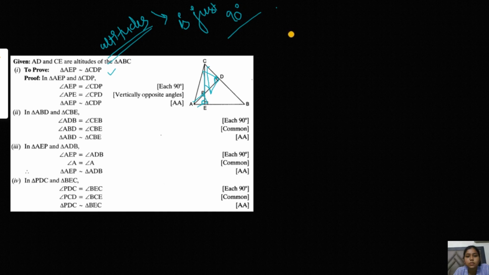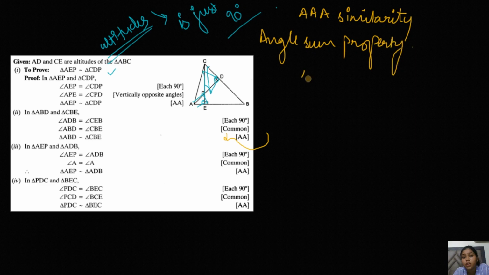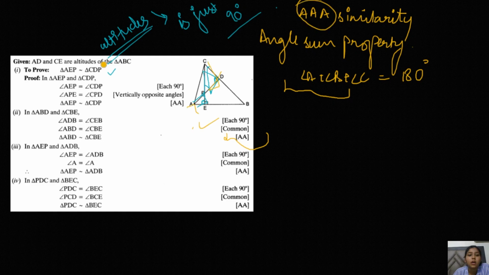Okay, so basically you have seen that AAA was the similarity, but here in this particular solution only AA was mentioned. Okay, so this was understood. In class 9th we have studied the angle sum property. So according to the angle sum property, the sum of all the angles of a triangle is equal to 180. So if two of the angles of the two triangles are equal, then automatically the third will be equal, that is why AAA can be written as AA similarity. So by this both of them could be proven as similar.